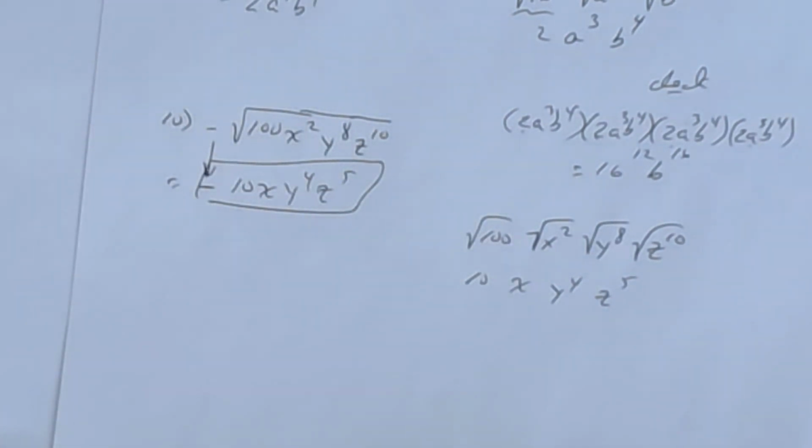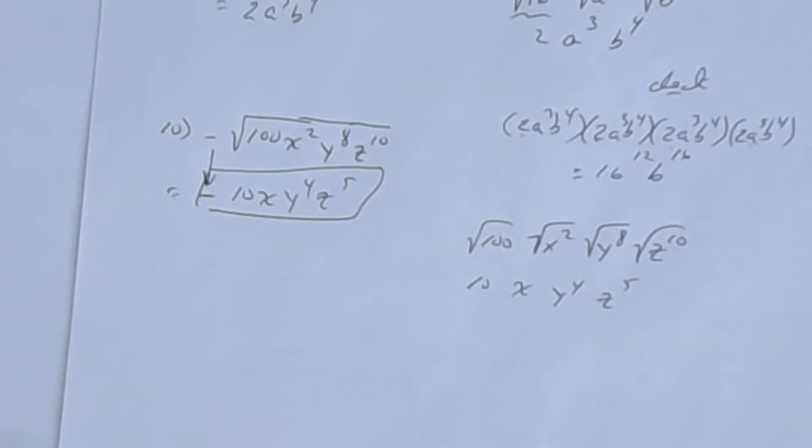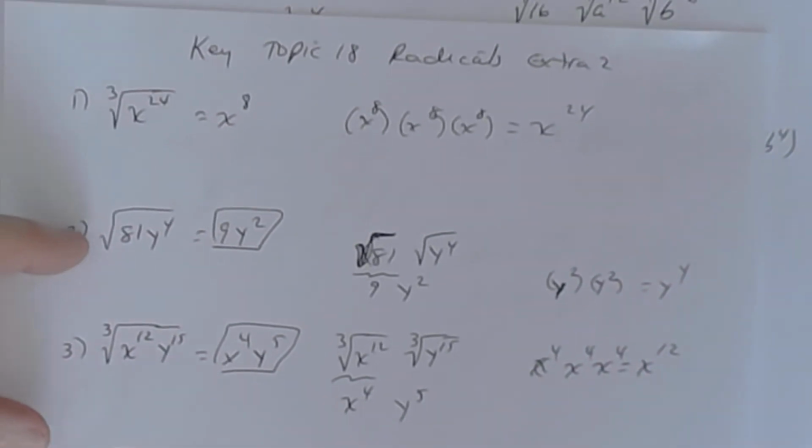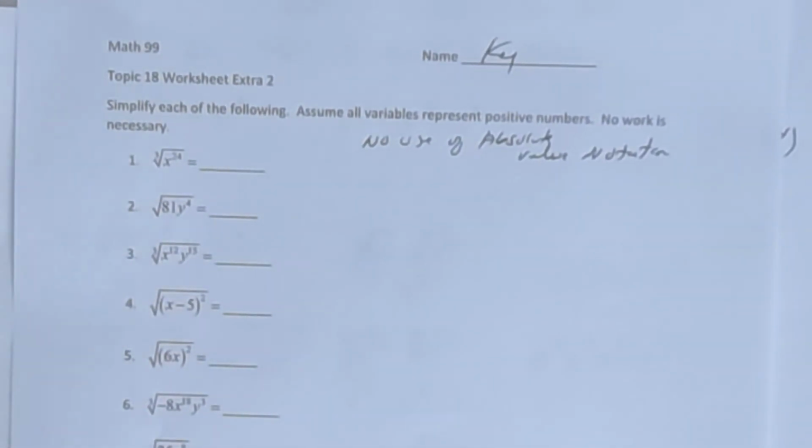Okay? All right, so that is the key to topic 18, radicals extra 2. And so that was the worksheet there.